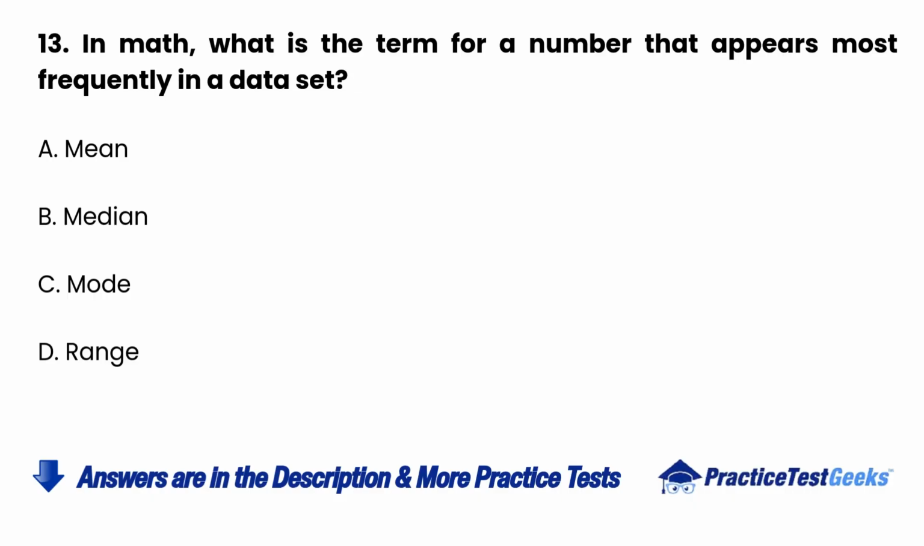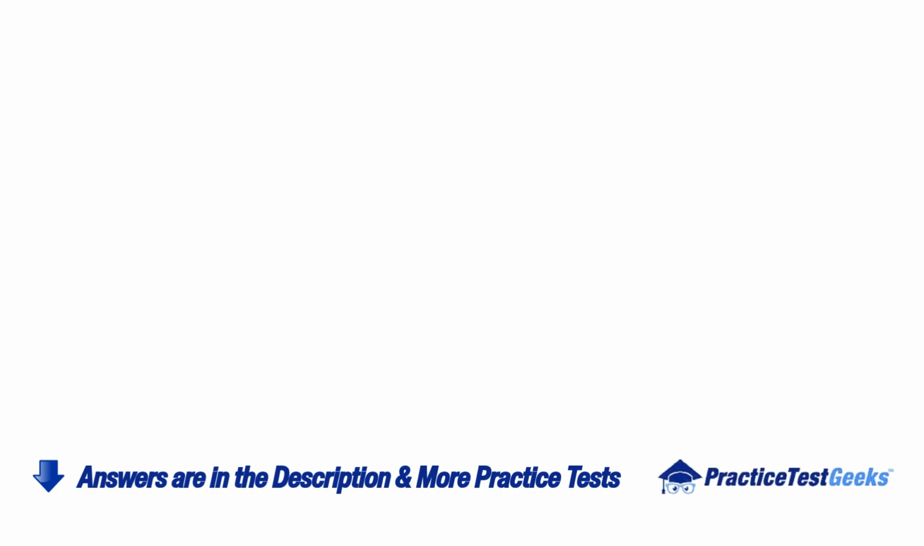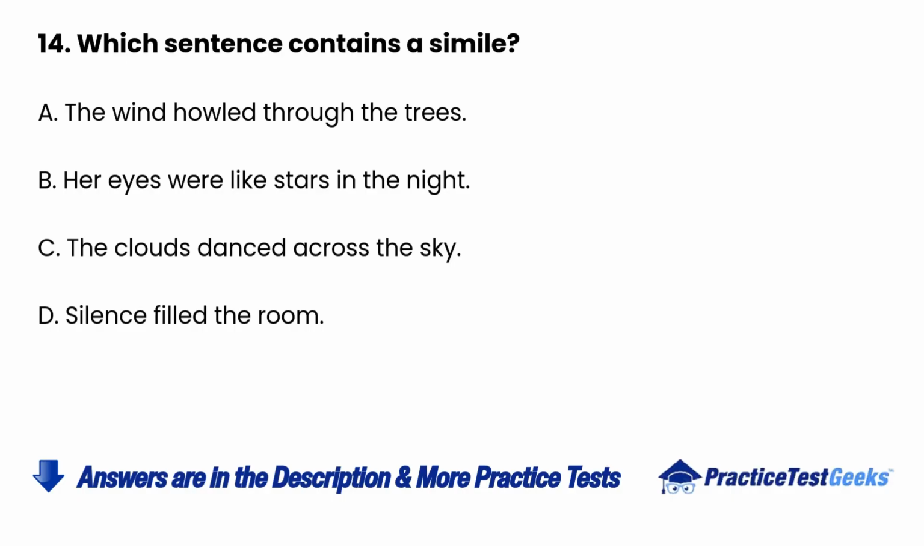13. In math, what is the term for a number that appears most frequently in a data set? A. Mean. B. Median. C. Mode. D. Range. 14. Which sentence contains a simile?